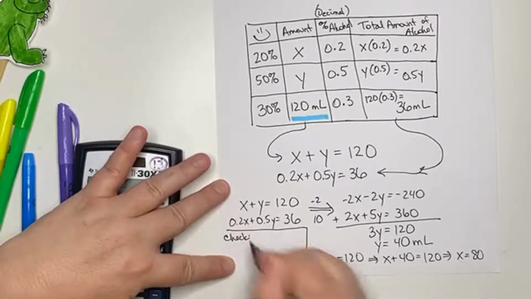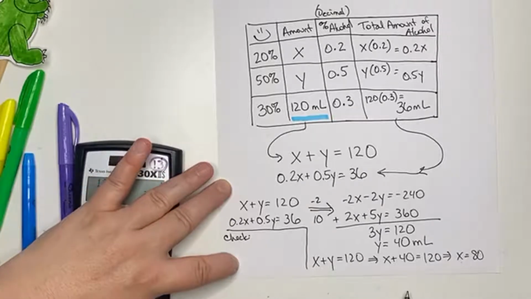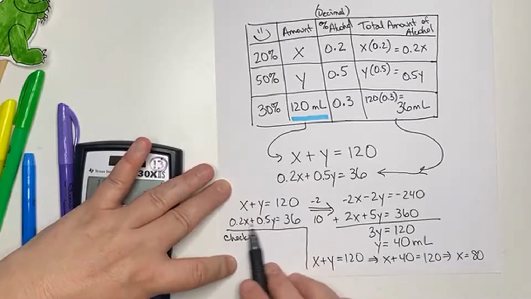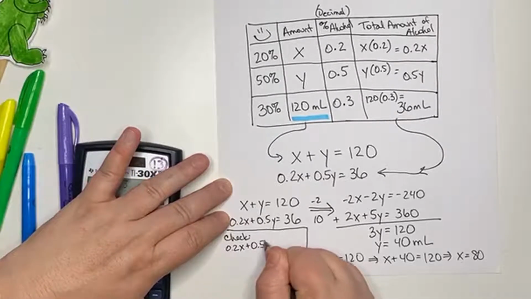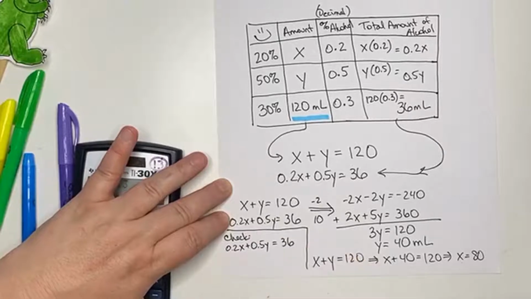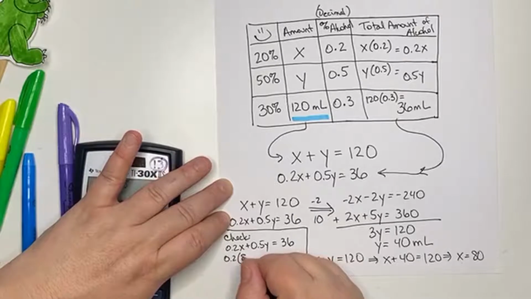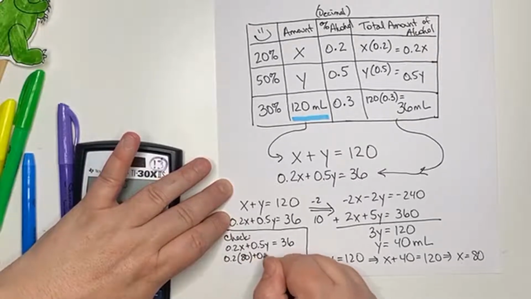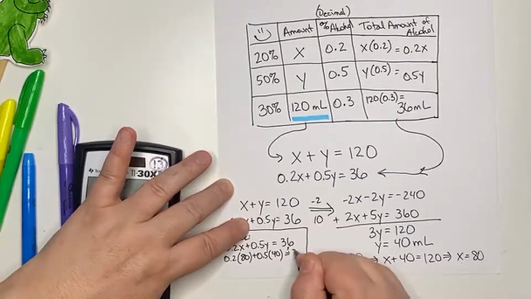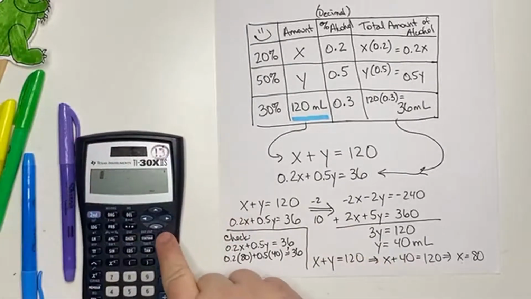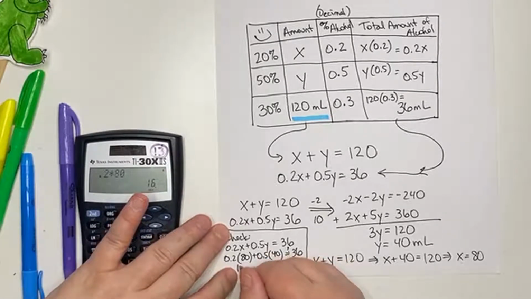Oh my goodness. Okay, so I want to check. I already know that this one works. I'm going to check this equation. 0.2x plus 0.5y equals 36. So 0.2 times 80 plus 0.5 times 40. Does that equal 36? So 0.2 times 80 is 16.